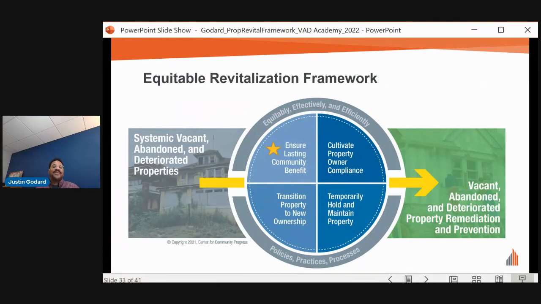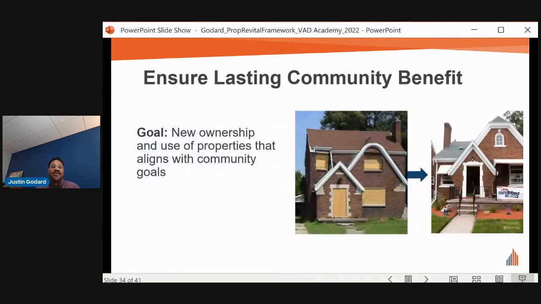So the final framework element contains strategies for ensuring properties are repurposed in ways which yield lasting community benefits. The goal of this element is that properties have responsible long-term owners who are able to maintain them with little intervention. Properties, especially those with several public interventions, should ultimately be transitioned to responsible owners and uses which align with community goals.